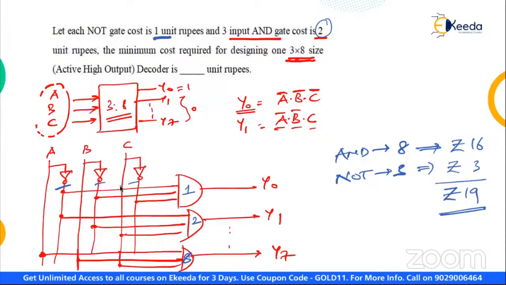I hope everybody is getting that. Very easy problem. Very, very easy problem. They are just asking you the equivalent circuit of a 3:8 decoder. And of course, you need not draw it completely. Just take a guess how many AND gates are required, how many NOT gates are required. Calculate the total cost. Nothing else.